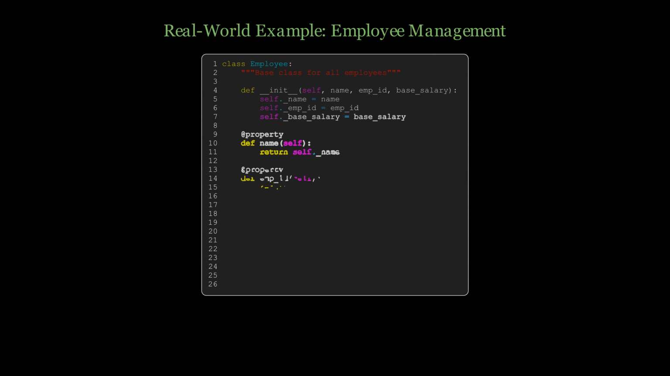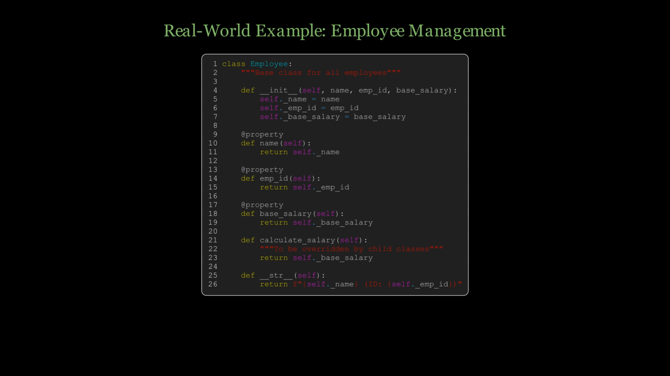Let's build a complete employee management system demonstrating inheritance and encapsulation working together in a practical scenario. Our employee base class encapsulates employee data with protected attributes. Properties provide read-only access to name, ID, and base salary. Calculate_salary is meant to be overridden by child classes for different employee types. This provides a foundation for specialization.